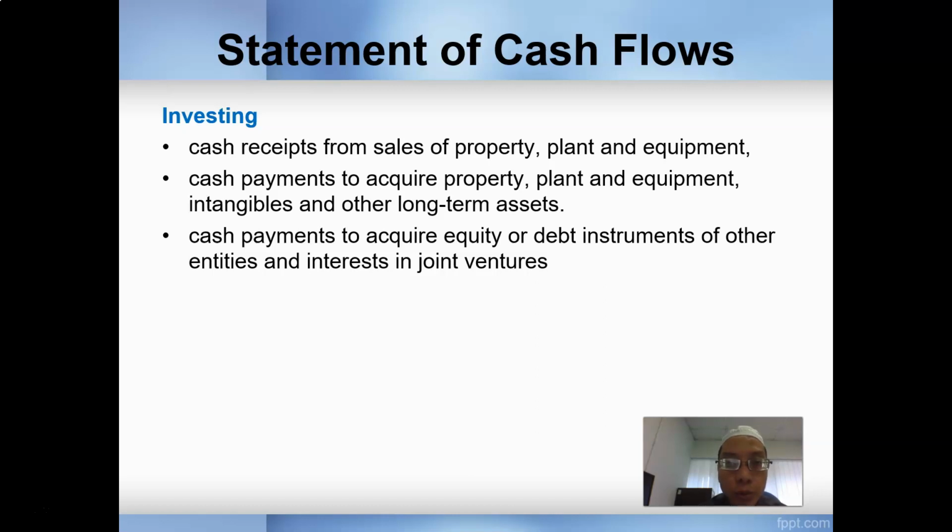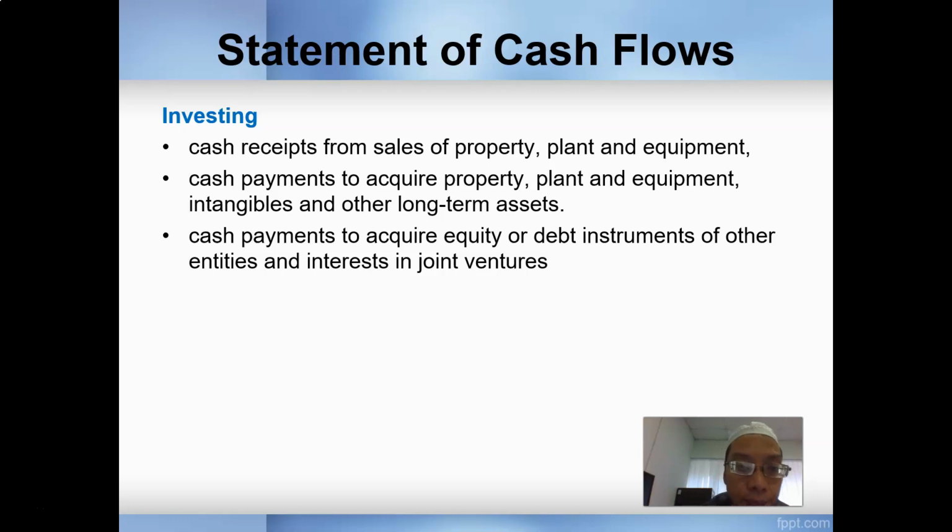Next is cash flow from investing, and these include cash receipts from sales of property, plant, and equipment. As we know, property, plant, and equipment are purchased not for the purpose of getting profit, but for the purpose of running the business, and property, plant, and equipment is expected to give benefit to the company for several years. So the cash that we receive from the sale of property, plant, and equipment is not considered as an operating activity, but cash from investing activities.